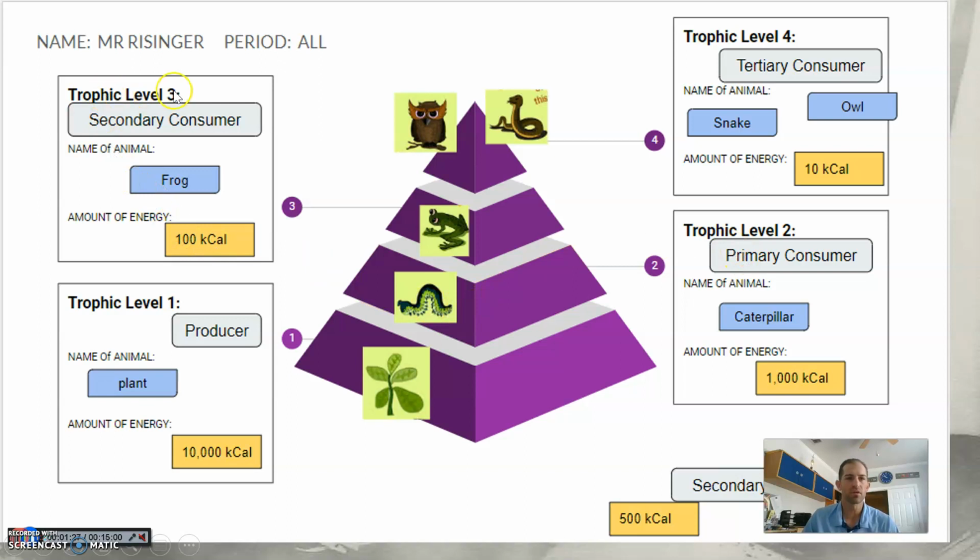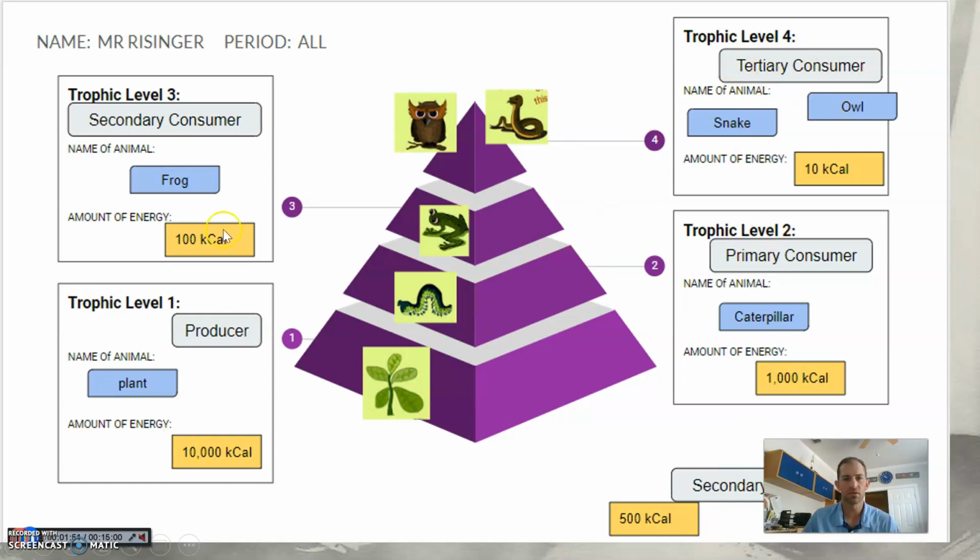Moving over, the third trophic level, the third chain or the third step in the chain, is a secondary consumer. Primary consumer first, secondary consumer. They're going to eat something else like the caterpillar. This guy is going to get eaten by something else, usually a carnivore of sorts. This is a tertiary consumer. In this case, you could have used the owl or the snake.